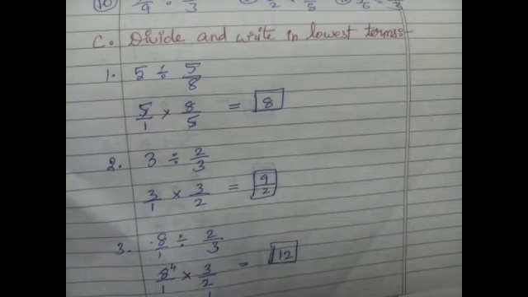The second number is 3 by 2 as an inverse. Then no number is possible to cancel. We can multiply the numerator 3 into 3, 9. The denominator is 2.